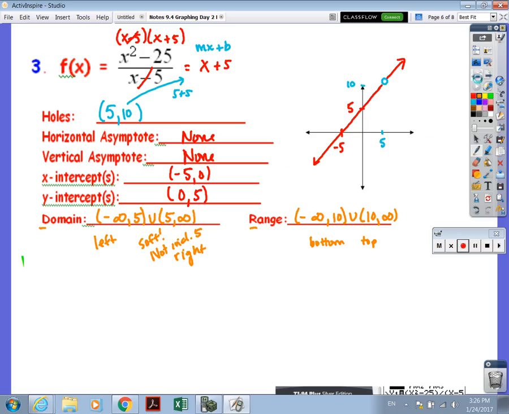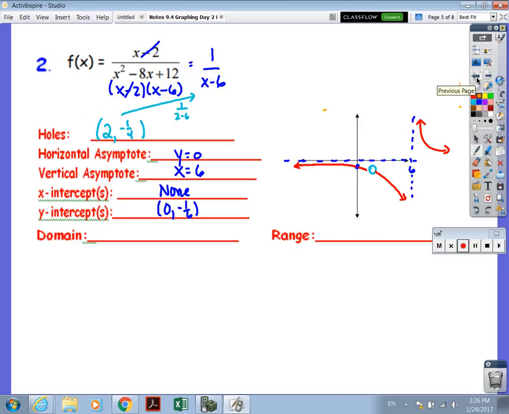If I go and look at number 2's domain and range, I have a lot going on here. Please remember this hole is at an x value of 2. So the domain's going to have three parts. Oh my gosh. Negative infinity all the way up to 2. And then it's going to pick up from 2 and go to where the asymptote is at 6. And then it's going to pick up at 6 and go to the right forever. So this is going to be my middle part.